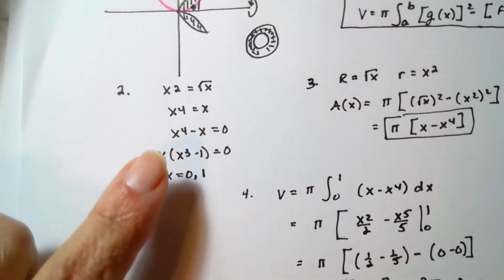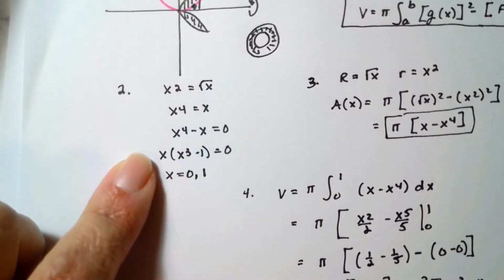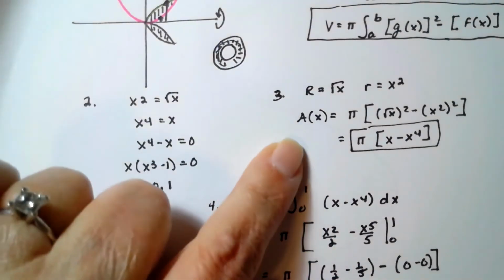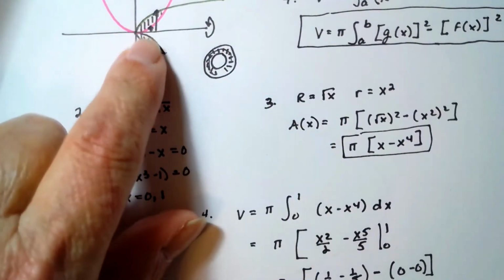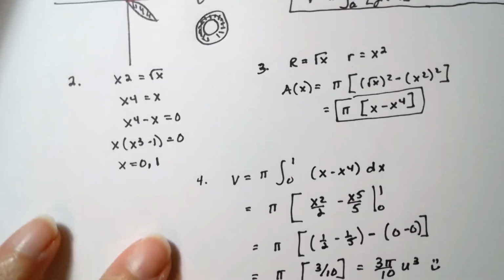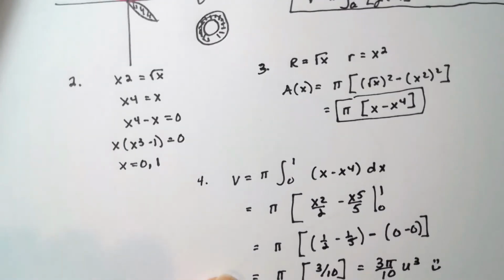Number 1, find the limit, make a sketch. Number 2, find the limits of integration. Number 3, determine what your area function is. It's pi times big R minus little r if it's two curves that intersect. And then 4, integrate that, okay?